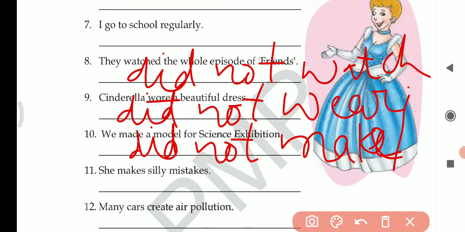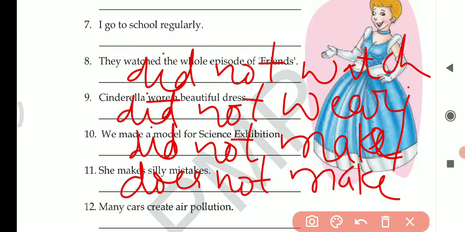11th, she makes silly mistakes. So this sentence is in simple present tense and she means we are talking about singular pronoun. So she does not make silly mistakes.